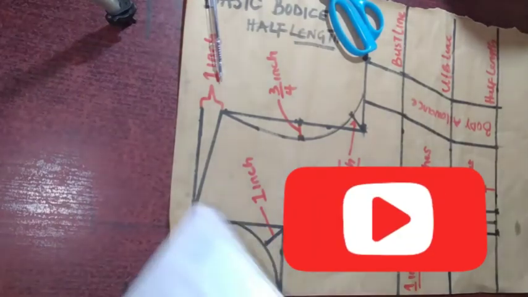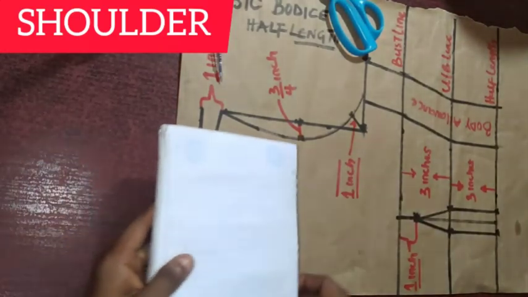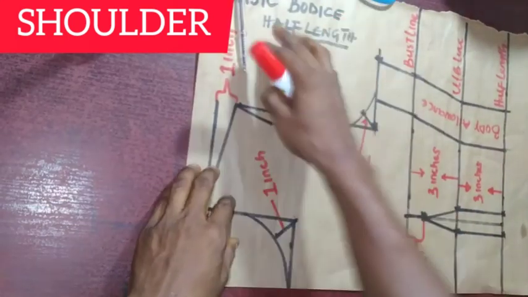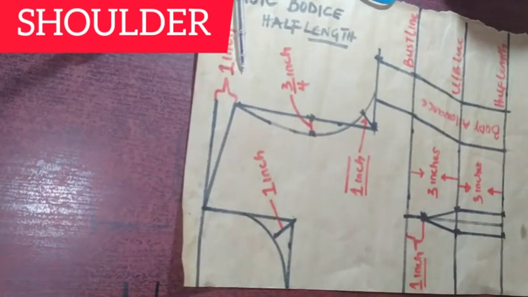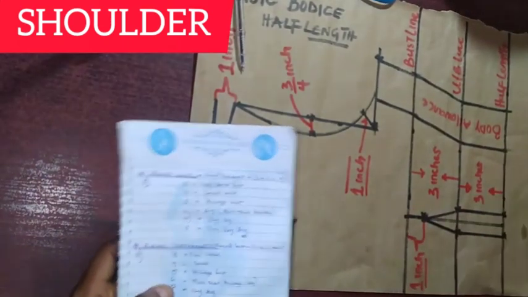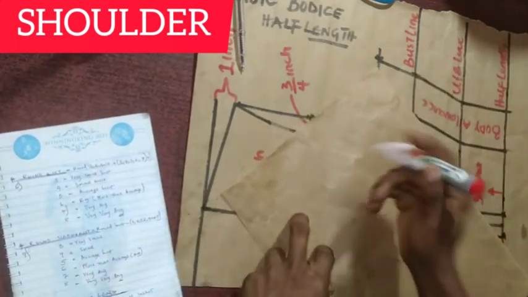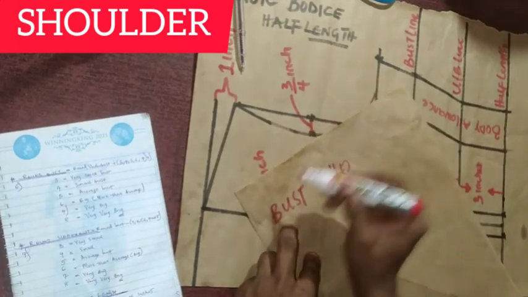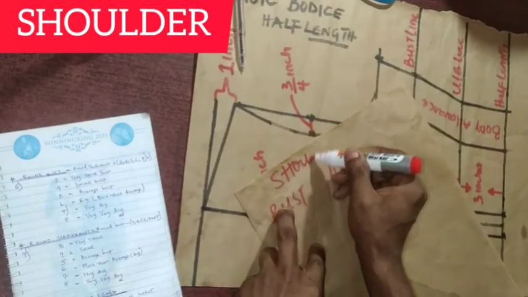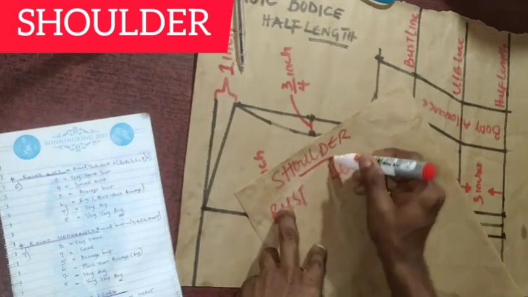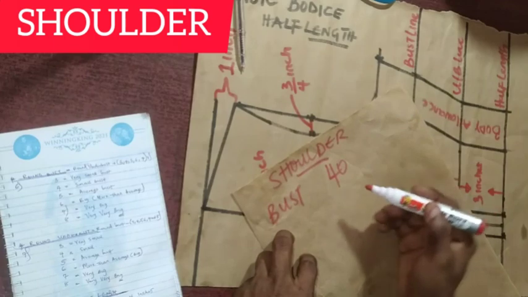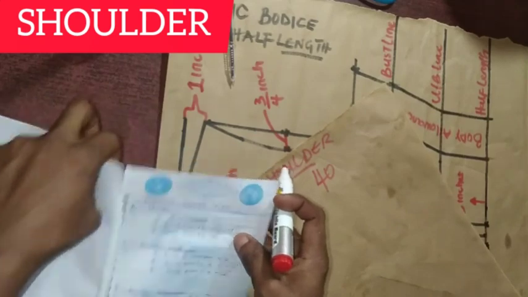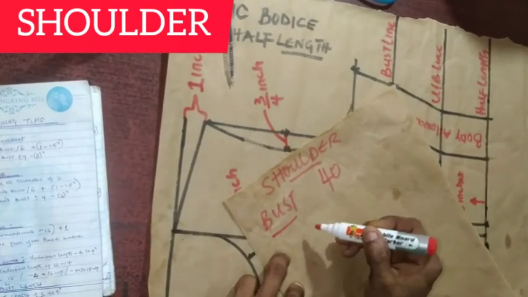Okay guys, like I said, I'll be starting from the word shoulder. Now look at it. As you can see, this is a normal basic bodice which stops at the half length. In a situation whereby you have every other measurement, but you did not have the shoulder, how can you get it? Let's say the round bust of the person is 40 inches. In order for you to get your shoulder, what you're going to do is what?